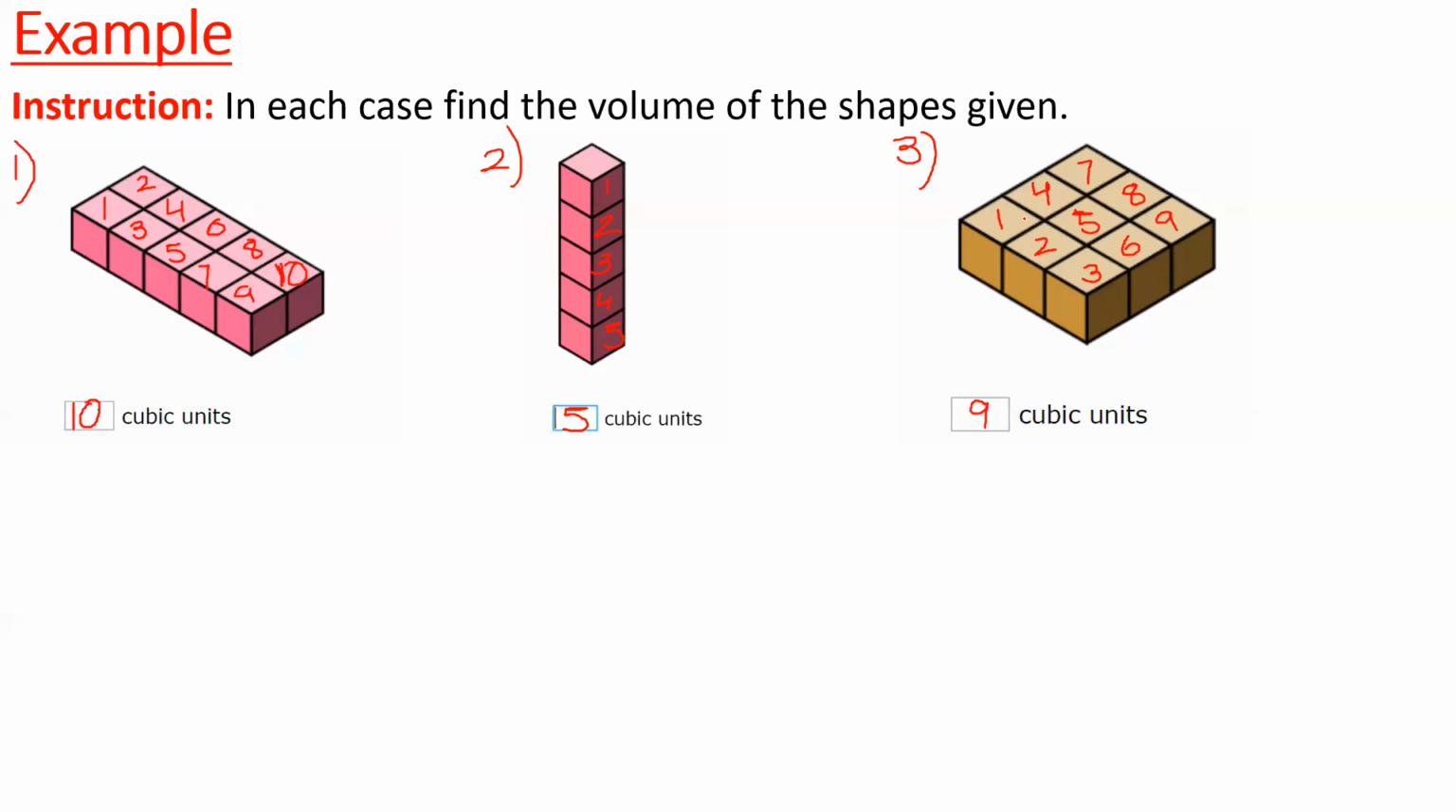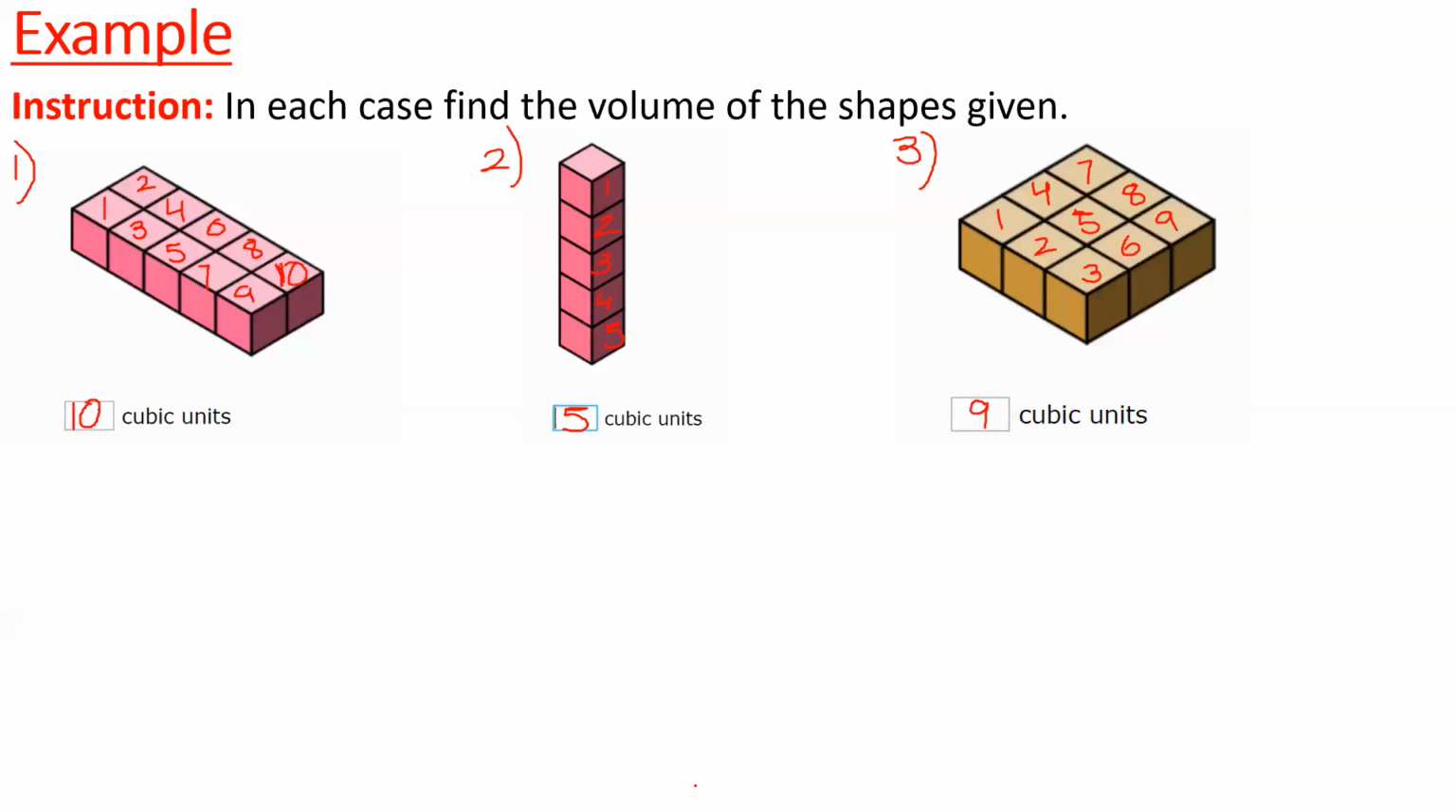Does that make sense to you all? You understand how we're getting our answers? Yes, sir. All right, that's good. So basically, for these types, all you have to do is count the blocks, and you'll be able to get your answer if you are doing it like this. So that's how we get our answer.